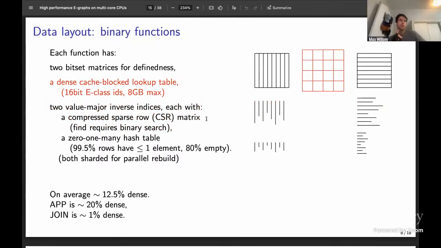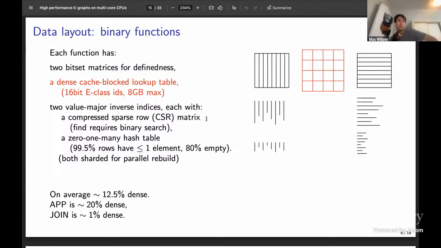Can you say a little bit about the type for this cache block lookup table? The key is an E-class ID and the value is a uint16, a 16-bit integer. Actually, there are two. They're all binary functions. So the key is a left-hand side and a right-hand side, a pair of 16-bit IDs, and the output is also a 16-bit ID.